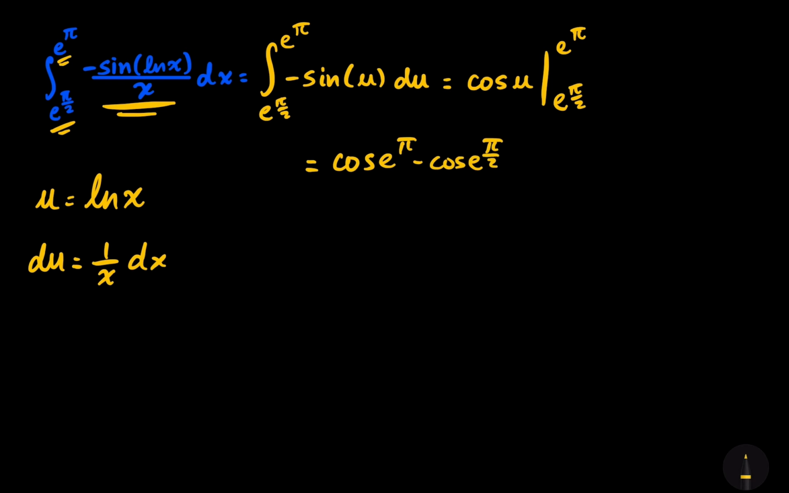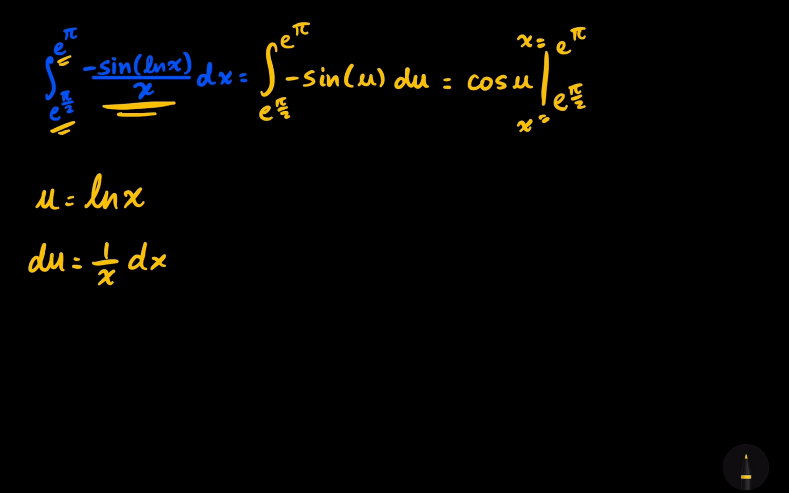This will not work. And the reason why we can't do this is because if we did, then we would essentially be assuming that u is equal to e to the pi and u is equal to e to the pi over 2. But in reality, we aren't. Here we're saying that x is equal to e to the pi over 2 and that x is equal to e to the pi.